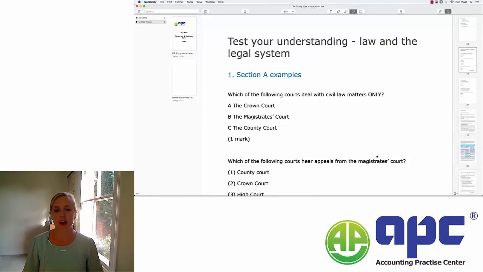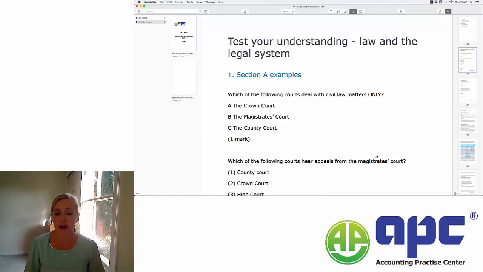Last time we looked at the first section of our English legal system, essential elements of the legal system topic. We looked at law and the legal system. So first of all today I'd like to do a little recap of what we learned last time and do a little bit of exam practice.